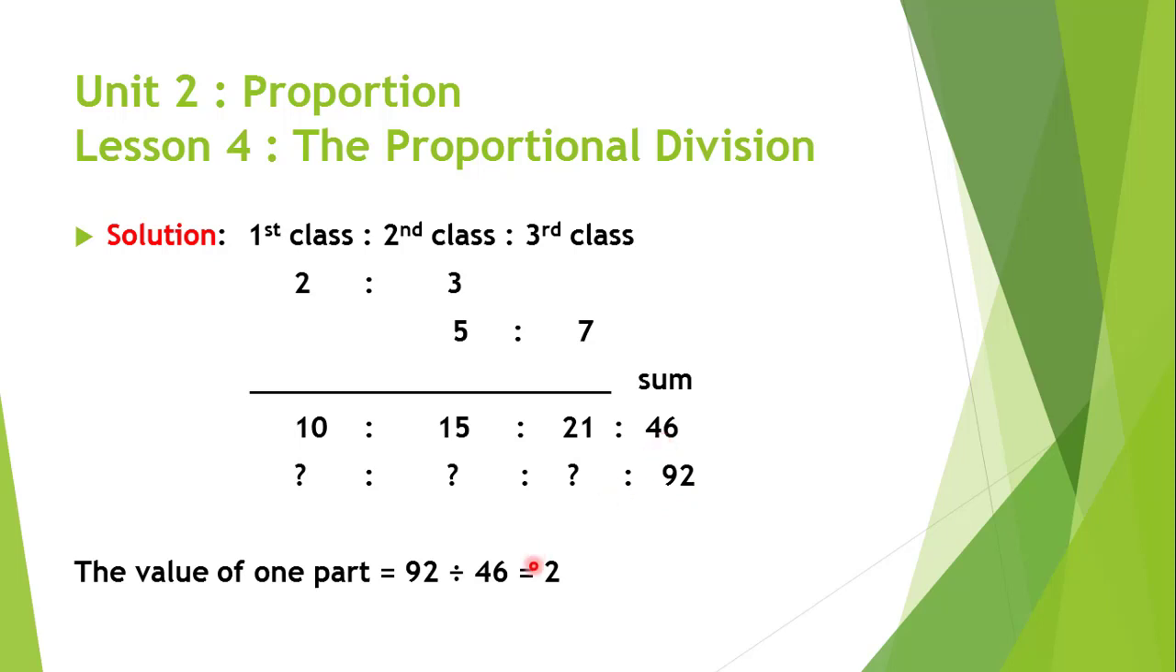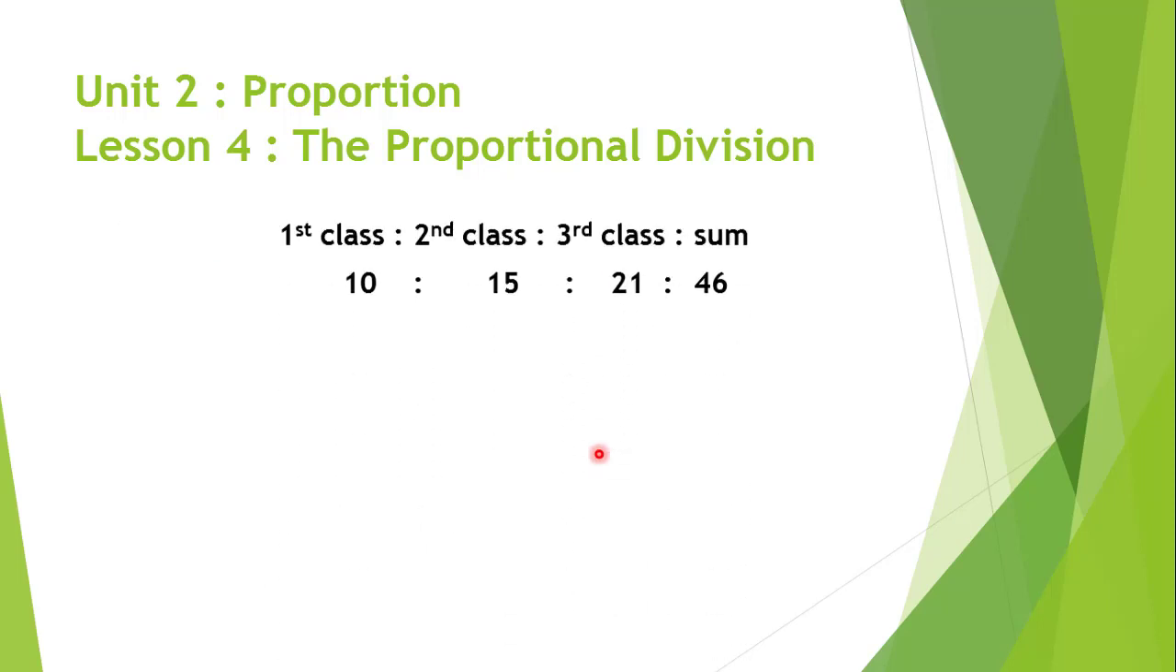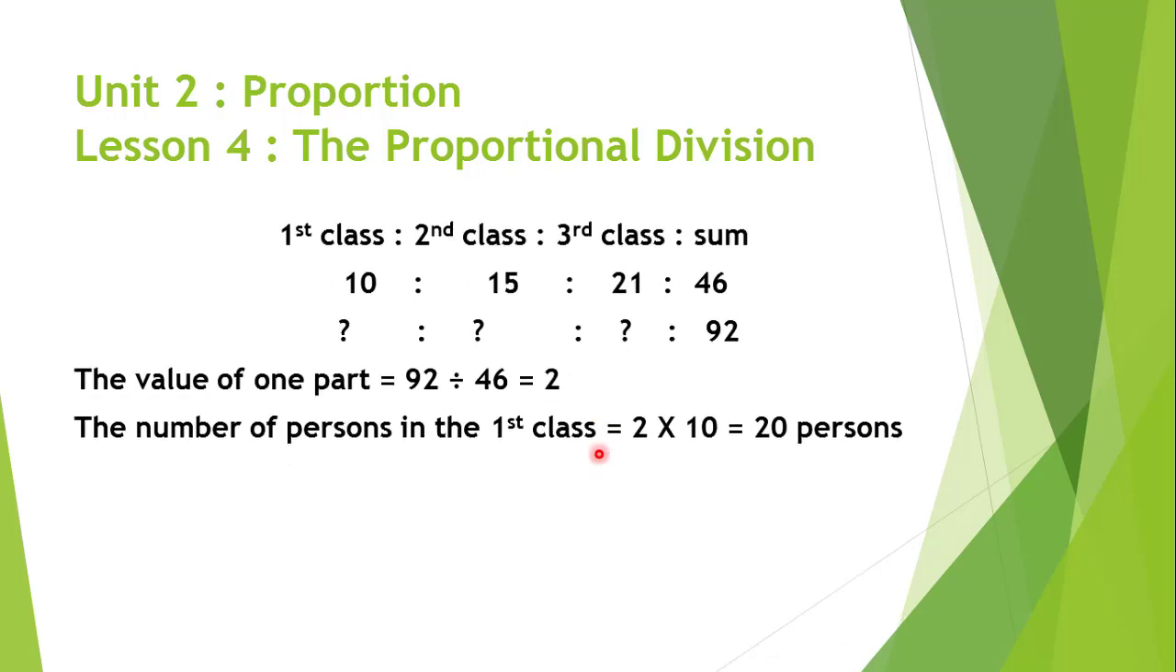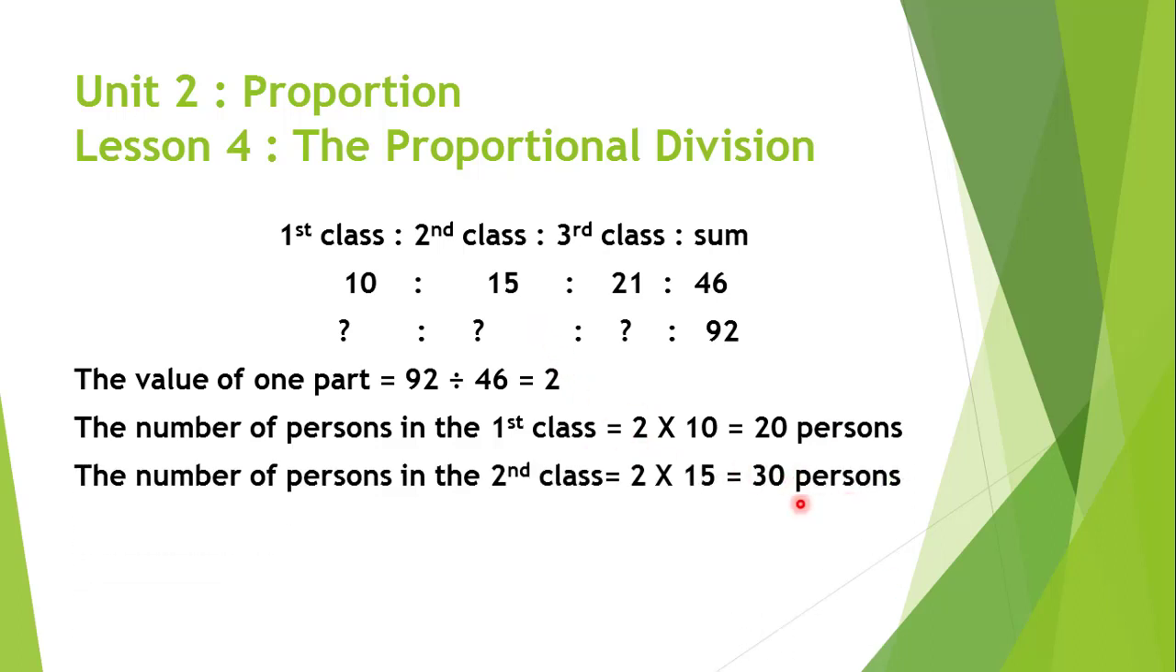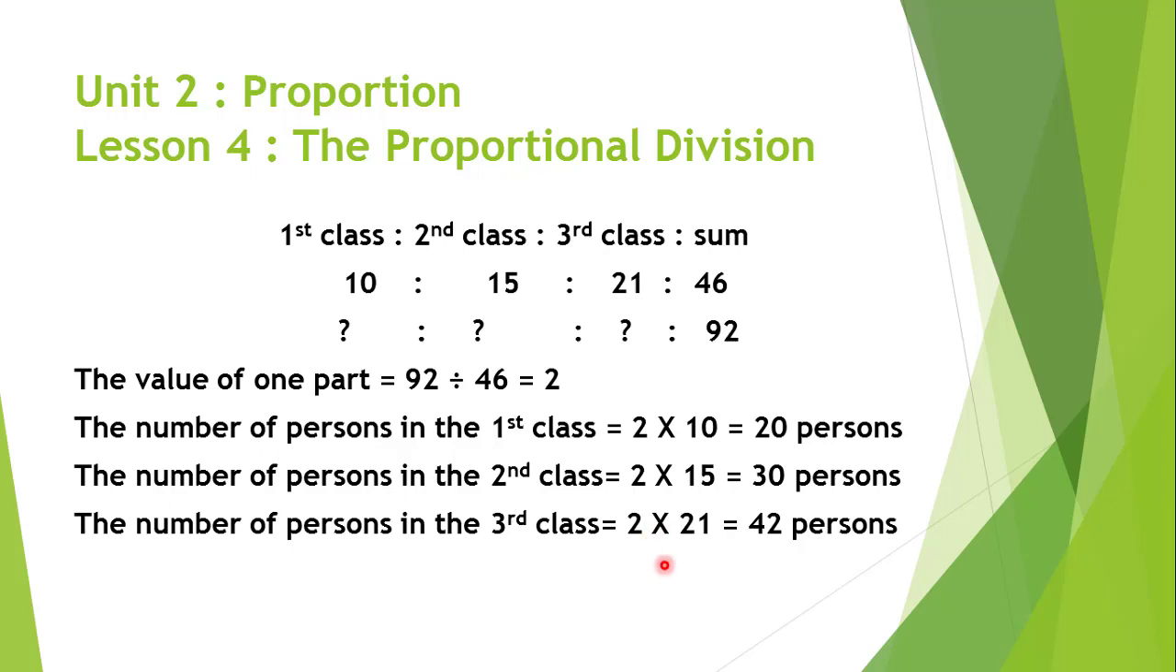It will be 2. Now I can get the number of learners in each class. 2 times 10, then 2 times 15, then 2 times 21. So the number of learners in the first class will be 2 times 10 equal 20 persons. Second class 2 times 15, 30 persons. Third class 2 times 21 equal 42. If you add them together, the result will be 92.